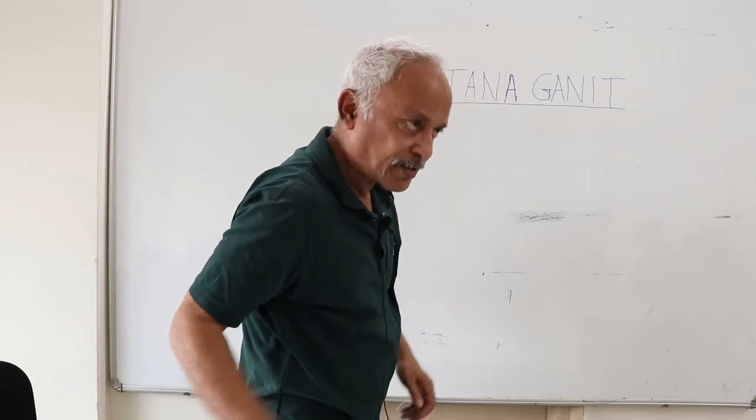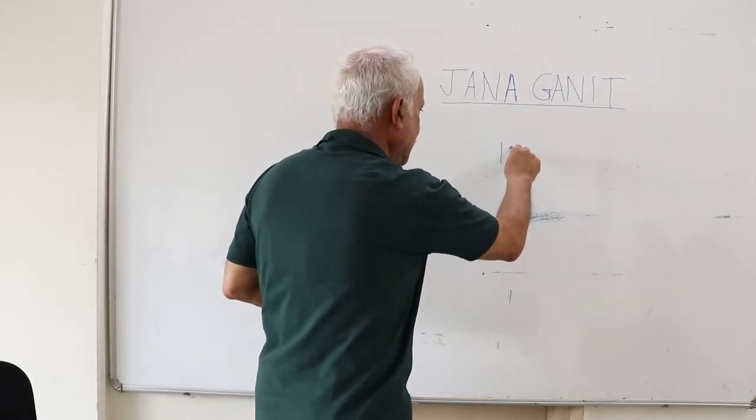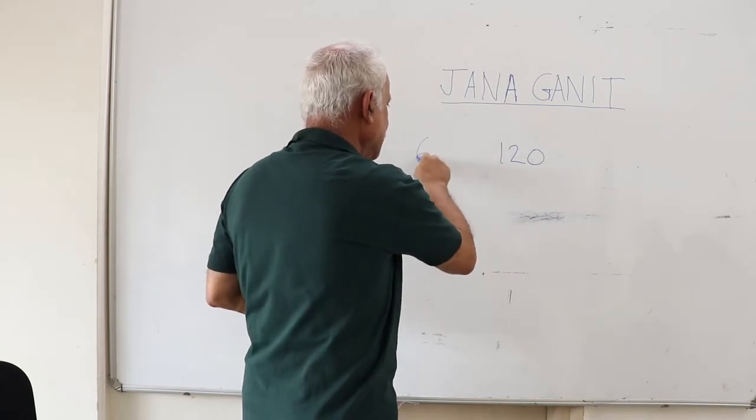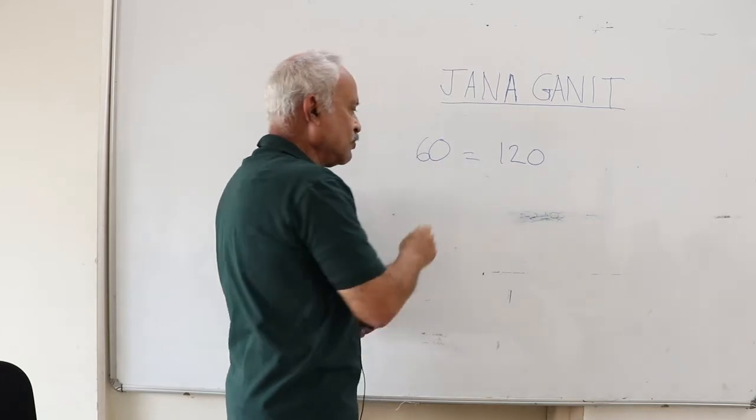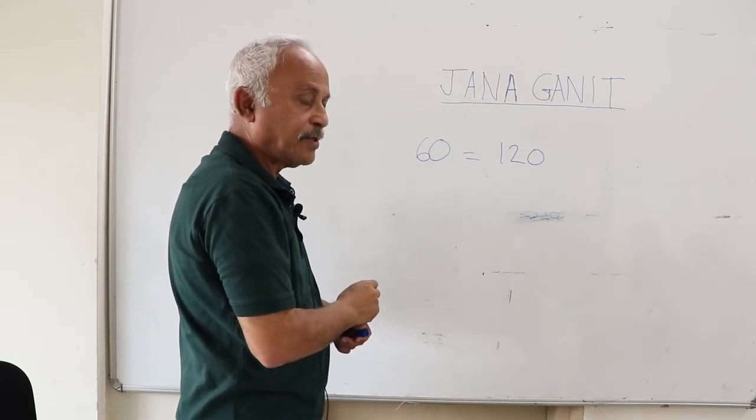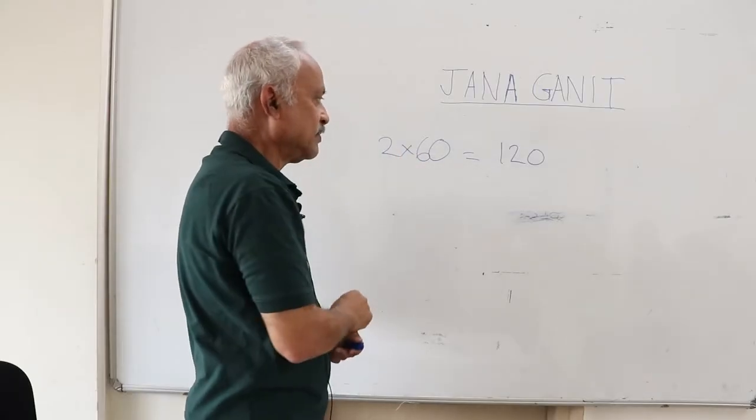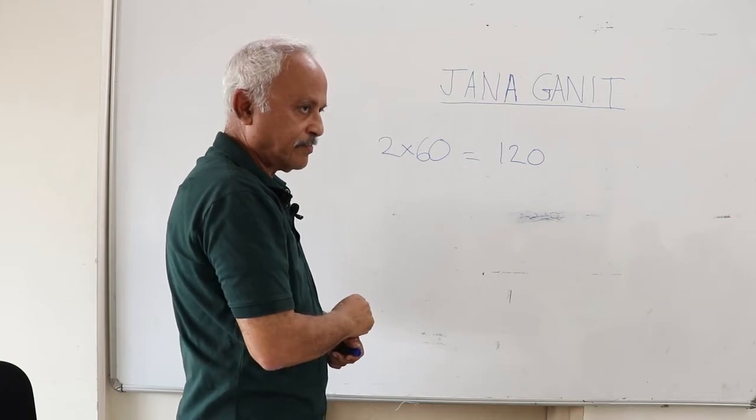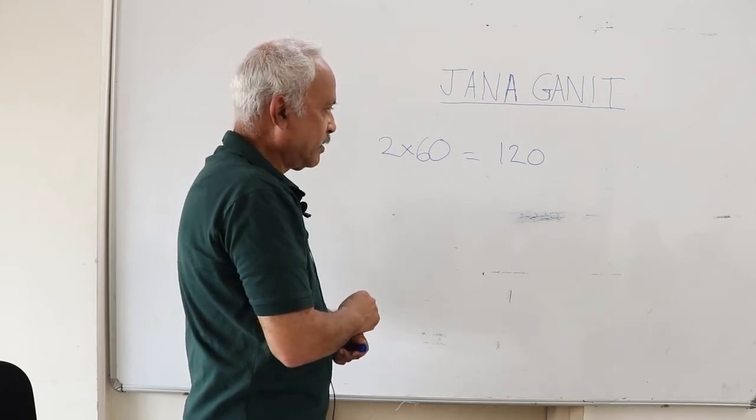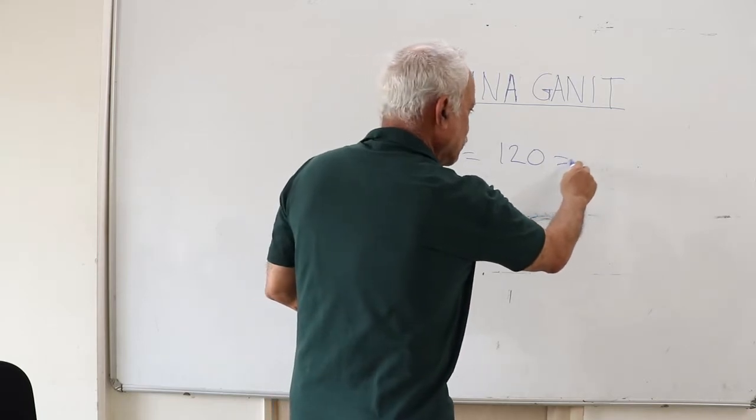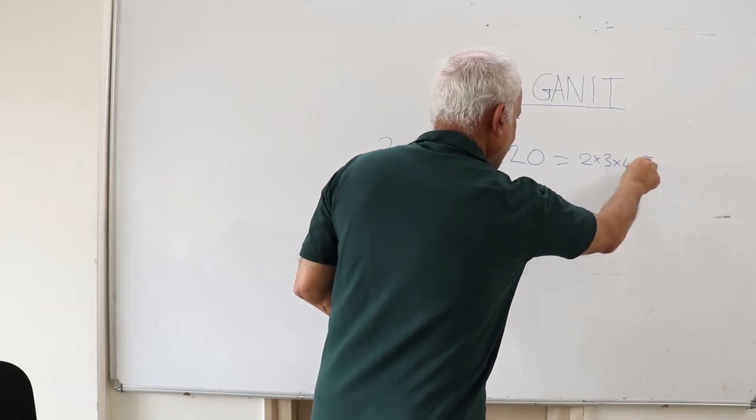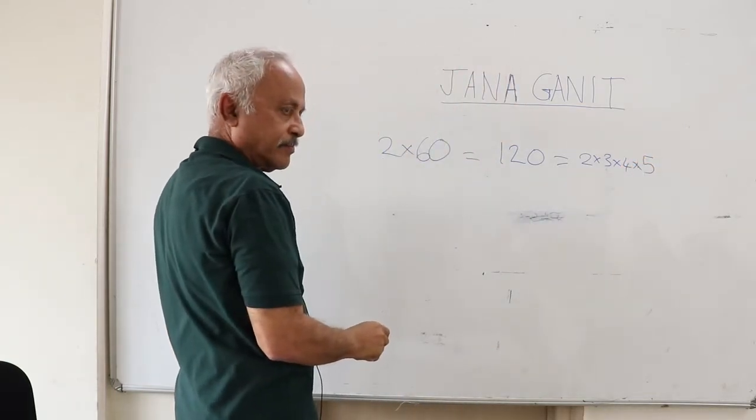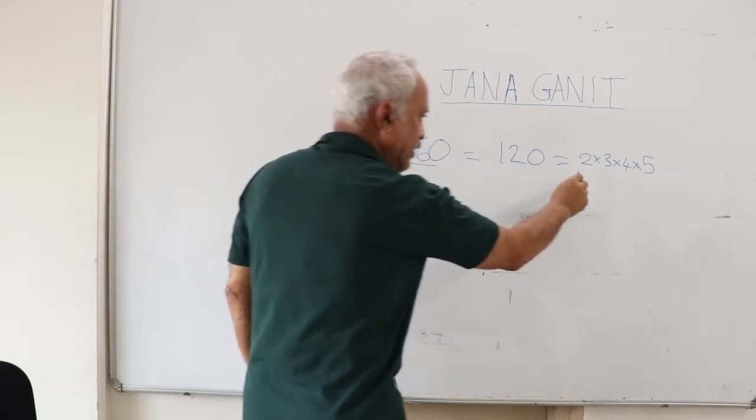I am writing here 120 and I am writing here 60. So I can write 120 is equal to 2 into 60. 2 into 60 is 120. Now I know that 120 is equal to 2 into 3 into 4 into 5. So look at this and look at this.